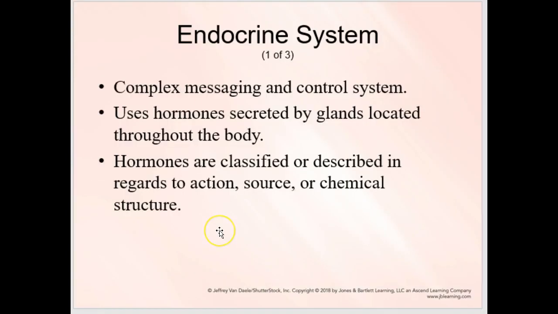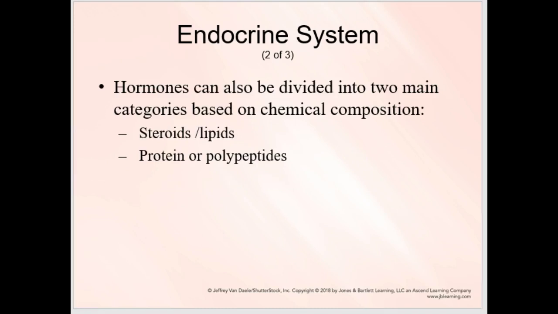All right, so endocrine system, as I said, uses hormones to affect the whole body. It's a very complex messaging system in which that hormone is made for a specific receptor. It's called a lock and key mechanism. So hormones are classified or described by action, source, chemical structure. We're just going to go into the basics of that. And the two main groupings that we'll talk about are lipids and steroids, or proteins and polypeptides. So basically they're fats or proteins.